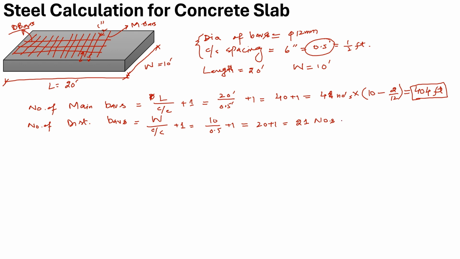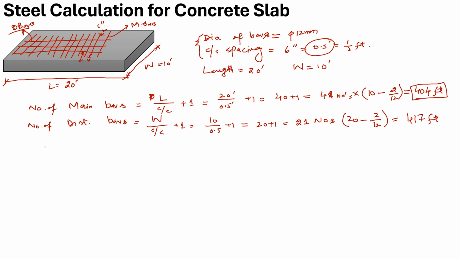And if we are going to calculate the length along the distribution bars, that is, how much total length of the distribution bars is required, that will be 20 minus the same, that will be 2 by 12, subtracting the concrete cover. That will be 20 minus 2 by 12 multiplied by 21. It will be equal to 416.5, you can say 417 feet.